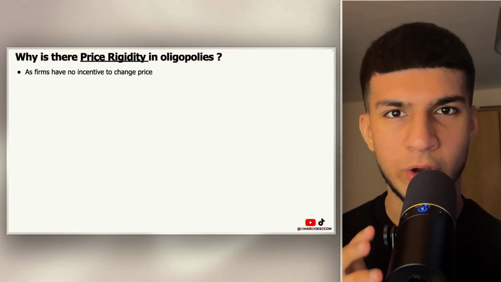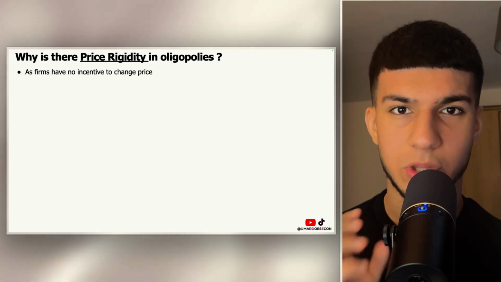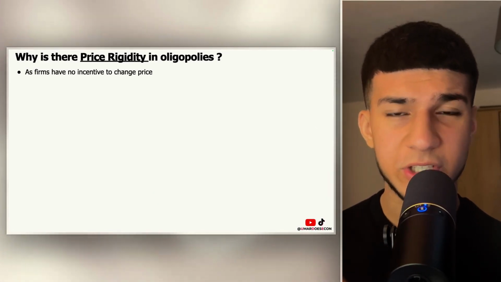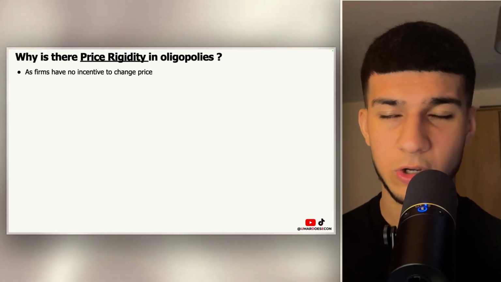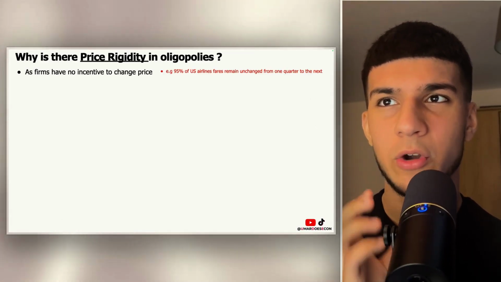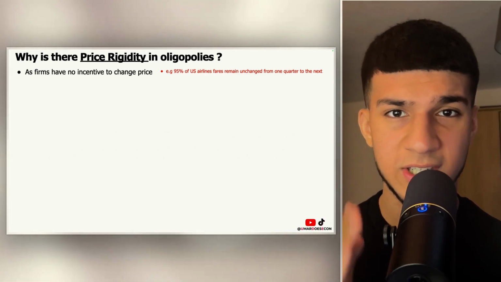This is because firms have no incentive to change the price. A great stat to back that up, and this price rigidity is shown in many oligopolies around the world, so not just the US: 95% of US airline fares remain unchanged from one quarter to another.